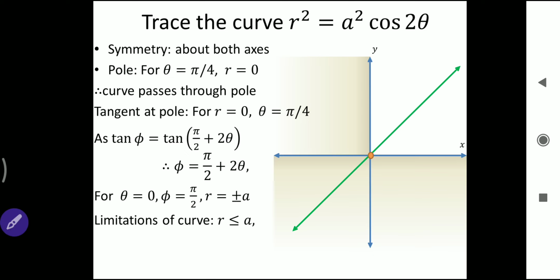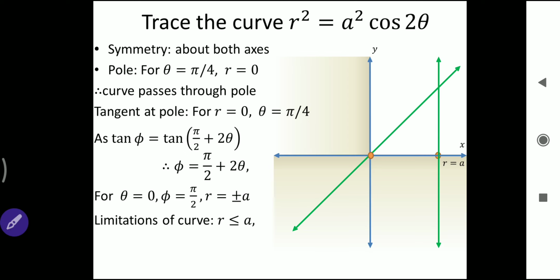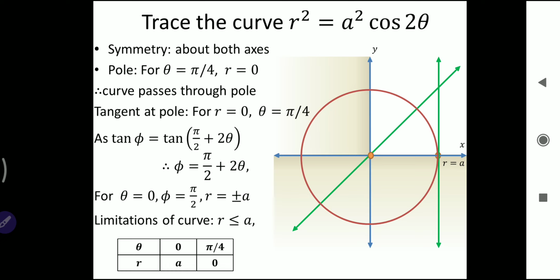Okay, so if you look at the diagram, this is the maximum value, r is equal to a. And at that point, we have seen that at theta equal to 0, phi is pi by 2. That means at that point we are going to get a tangent. Okay, and this is a circle of radius a, because as I told you, this is the maximum value of r, and our total curve will lie in it. These are the values of theta that I have written only for the first quadrant because of the symmetry.